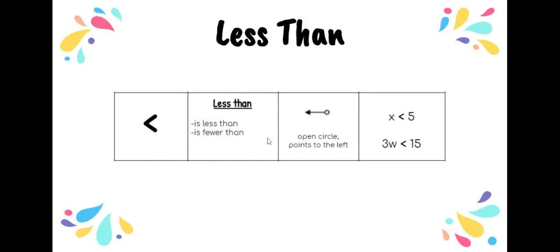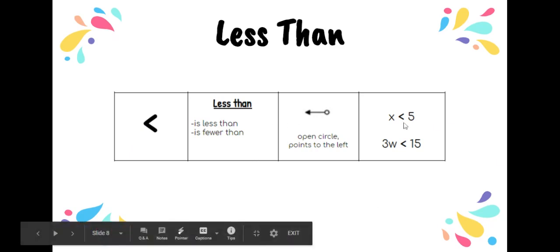When you are using less than, you might see the words is less than or is fewer than. When you graph it on a number line, you are going to put an open circle on the number and shade the rest of the graph to the left. An easy way to remember this is that it matches the inequality symbol. Since it is pointing to the left, you will also shade to the left.